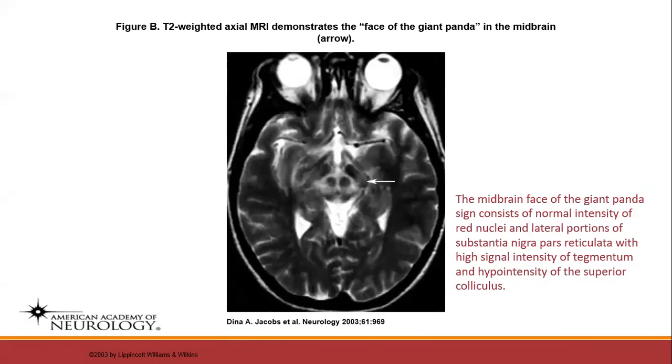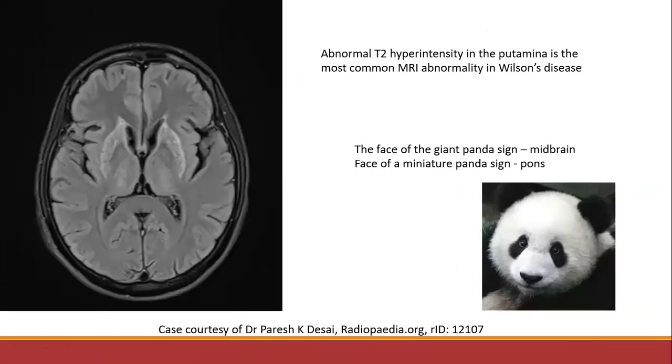So can somebody tell me what constitutes the panda sign? The face of the giant panda sign. The bilateral red nucleus forms the eyes, the periaqueductal gray matter forms the nose, the bilateral superior tegmentum forms the ears, and the superior colliculus forms the mouth.